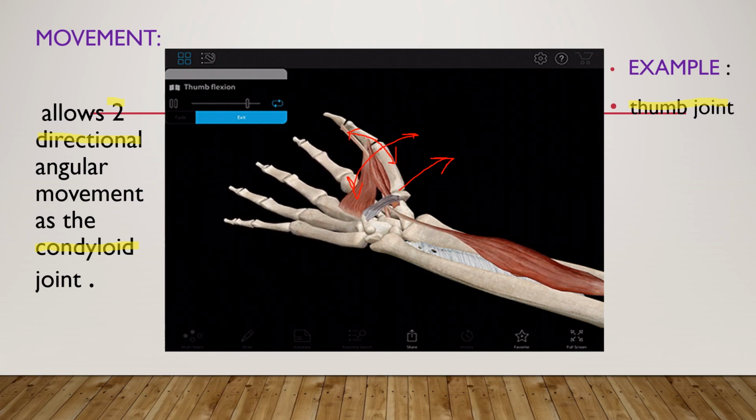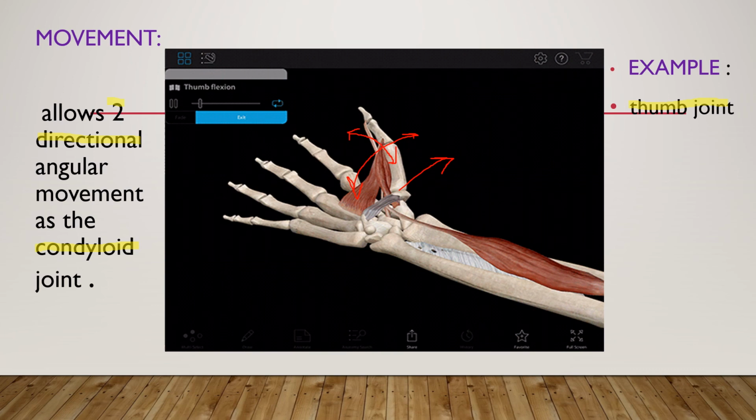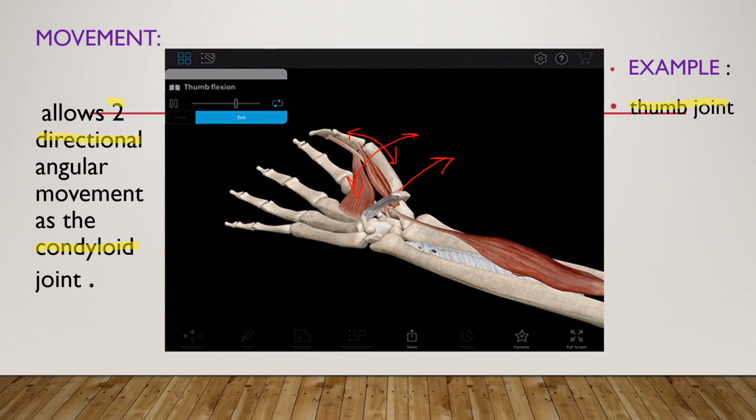So in this video you have studied the definition, movement, and example of the saddle joint, and the reason why the saddle joint is called saddle joint.